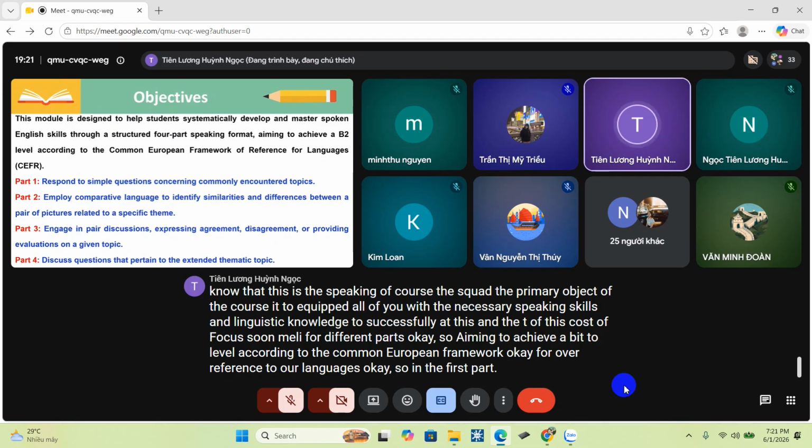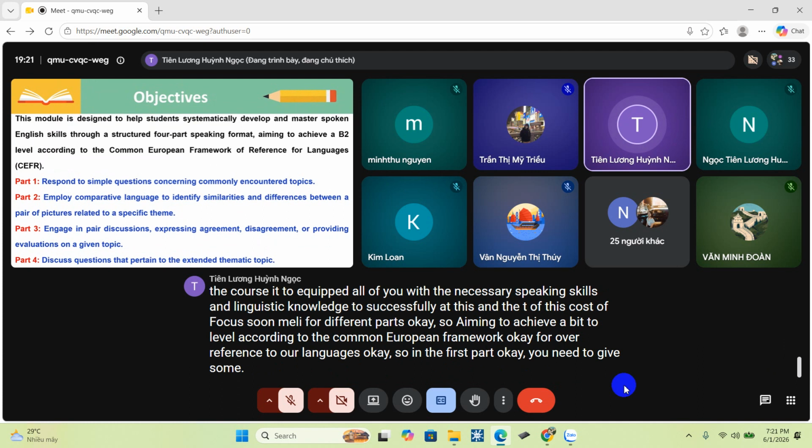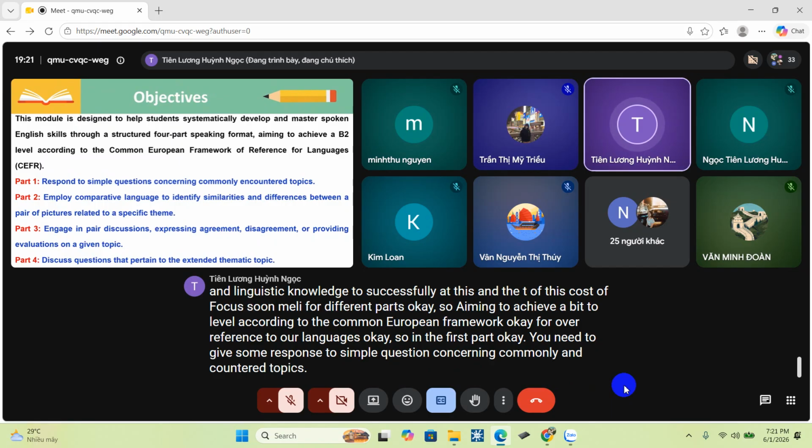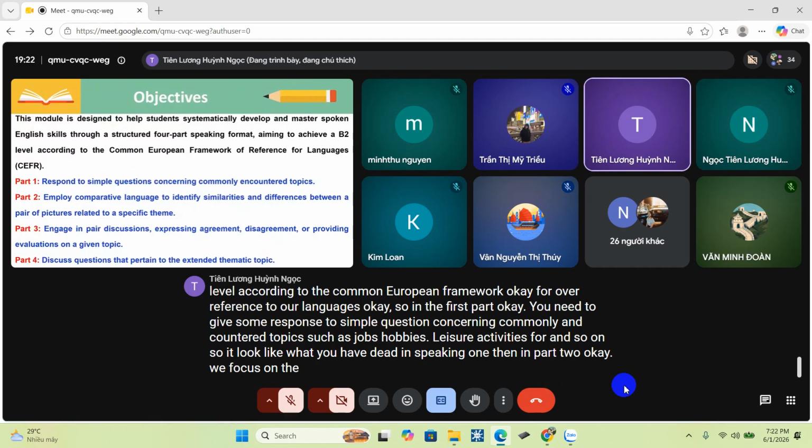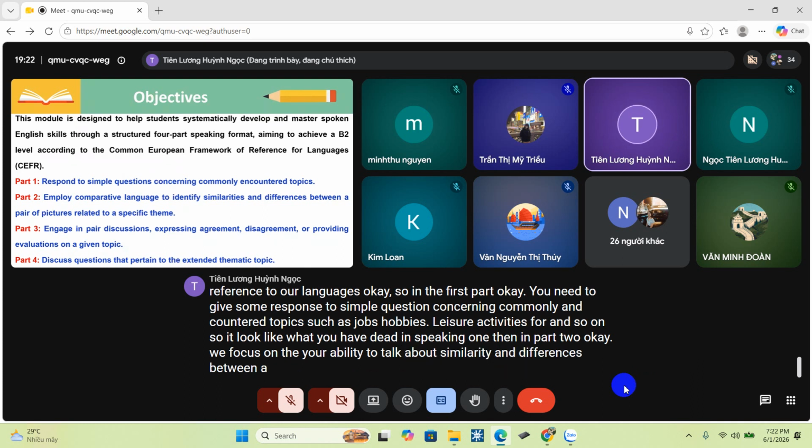So in the first part, you need to respond to simple questions concerning commonly encountered topics such as jobs, hobbies, leisure activities, sport, and so on. It looks like what you did in Speaking One. Then in part two, we focus on your ability to talk about similarities and differences between a pair of pictures related to a specific theme.